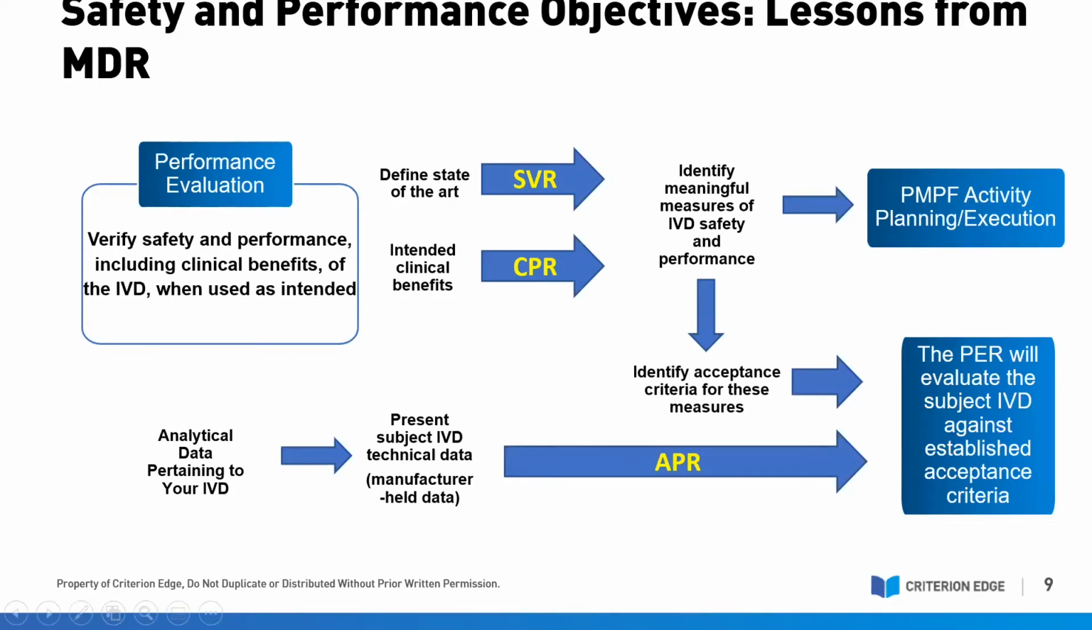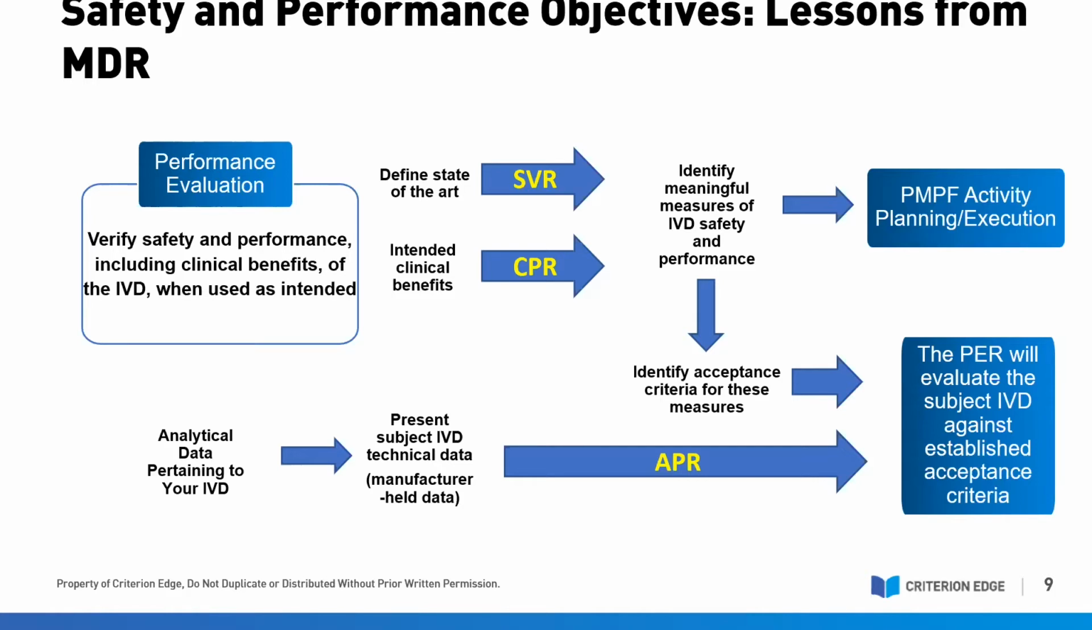So really, until we start to receive feedback from notified bodies and we get a more complete picture of the expectations for each of these different reports, we're going to rely on our extensive experience writing CERs for our medical devices. The Performance Evaluation Report, or the PER, will verify safety and performance of the IVD. And that will include a detailed assessment of the clinical benefits of the IVD when used as intended. To accomplish this goal, you must define state of the art and explain how this specific IVD technology compares to similar technologies within the diagnostic landscape. That's the purpose of the SVR, which we're talking about today.